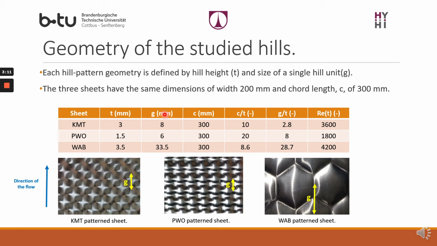The dimensions of the hills can be represented in a non-dimensional form using the ratio between the chord and the hill height, as seen here, and the ratio between the hill size and the hill height, as can be seen here. Finally, the airflow of 18 meters per second would have a Reynolds number that is estimated based on the hill height, as we can see in this column. As we can see for the PVO sheet, it had the minimum Reynolds number of 1800s, while the VAB had the highest Reynolds number of 4200s, of course according to the hill height.